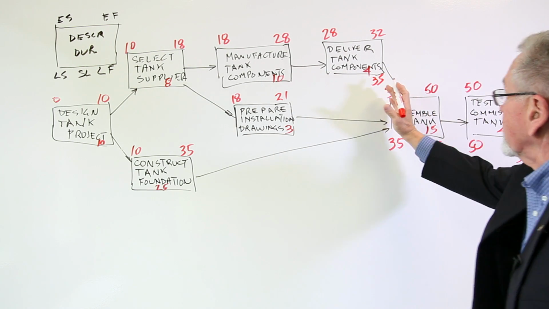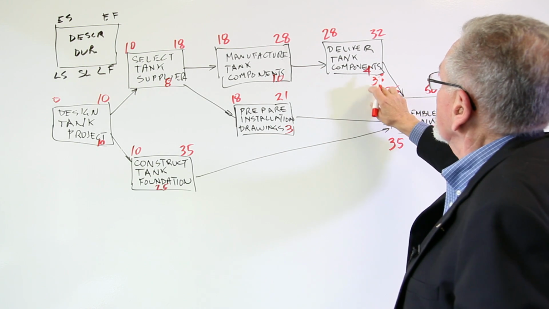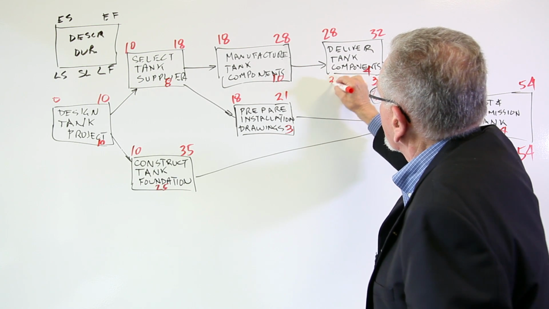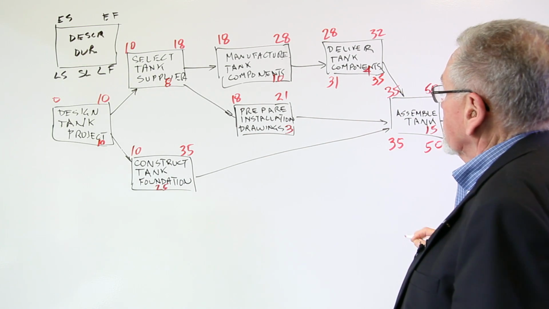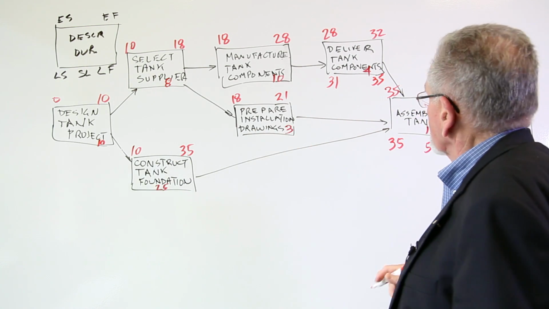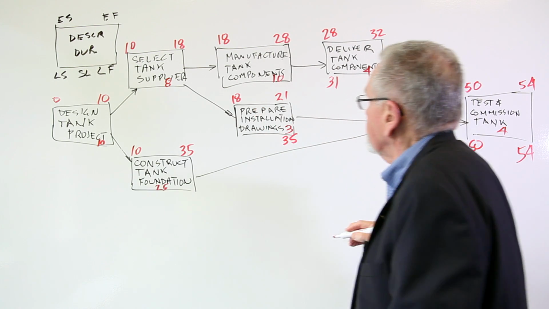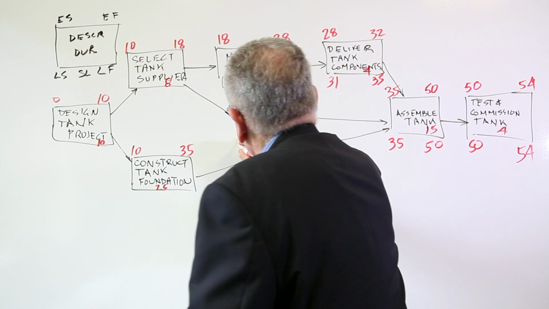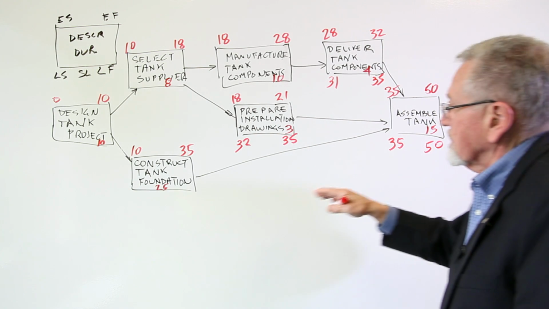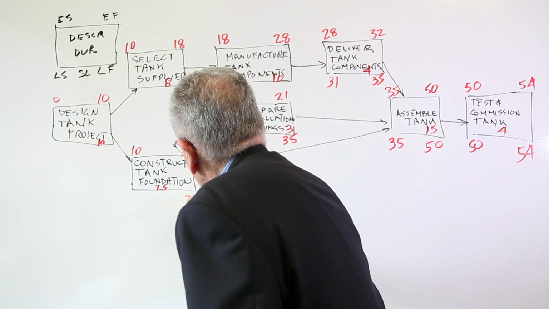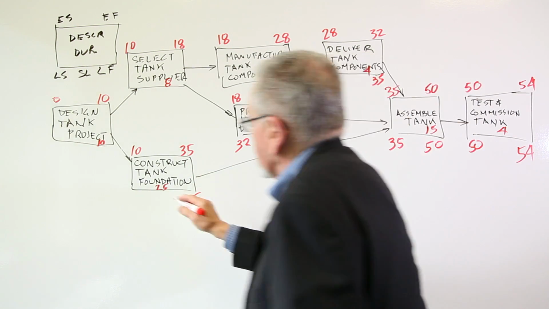Otherwise, if it's later than that, it's going to push everything later. So 35 for the finish minus 4 gives 31 when that one must start. Working back to these installation drawings, it's got to be finished by 35, so must start by 32. And then back to this, construct the foundation. Must finish by 35, therefore must start by time 10.